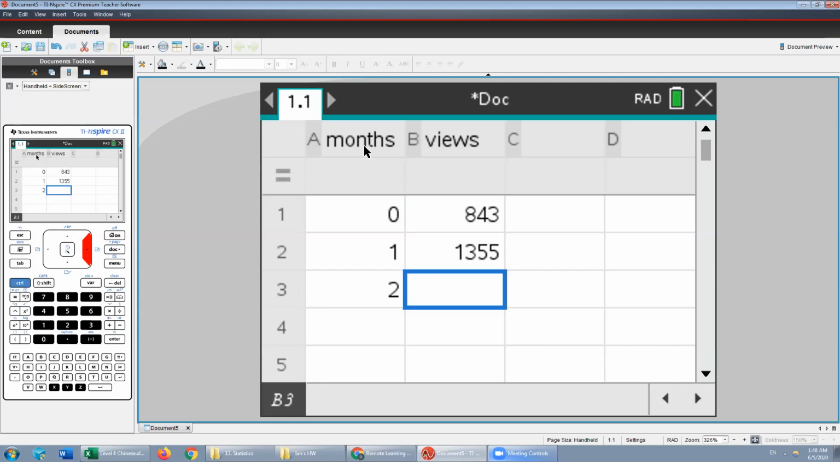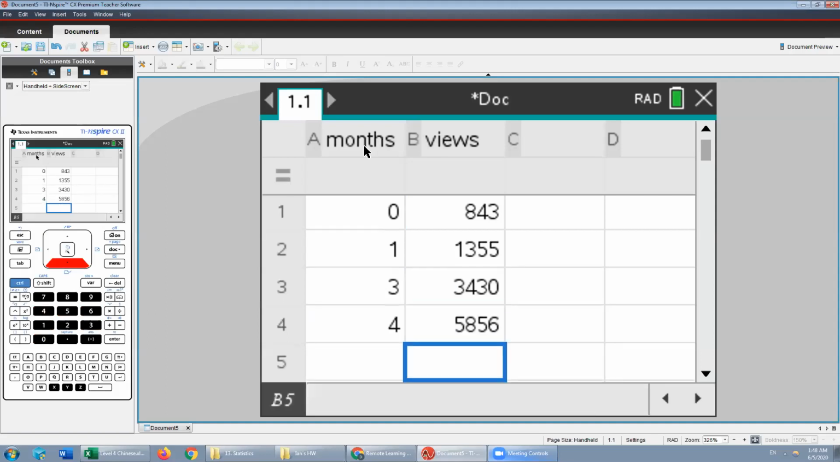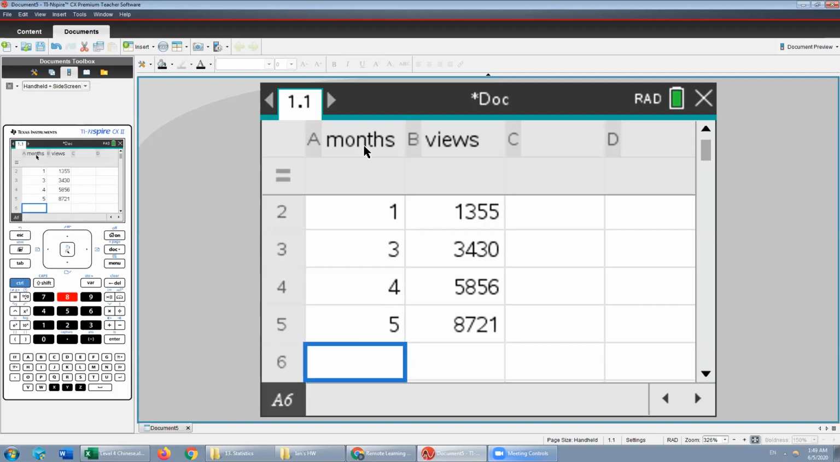So don't even type this into your calculator, because if you leave this blank, your calculator is going to give you an error. All right, so don't even type in 2. Just go straight to 3 months. Right, in 3 months this person got 3430 views. After 4 months, 5856. After 5 months, 8721. And after 6 months, 13585.